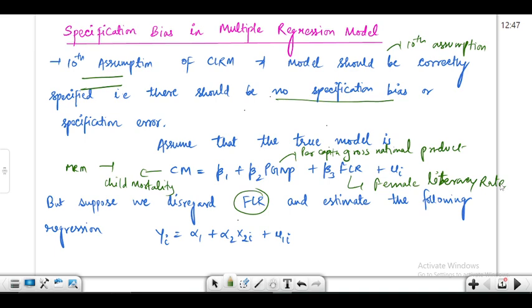Suppose this is the true model, or how the model should be, but somewhere we disregard FLR and estimate the following regression. Instead of regressing this equation that is given over here, we regress this equation. So we are not including the FLR variable in the model. The model looks something like this: yi is equal to alpha 1 plus alpha 2 x2i plus u1i. The coefficients are different in both models, and we'll see why.